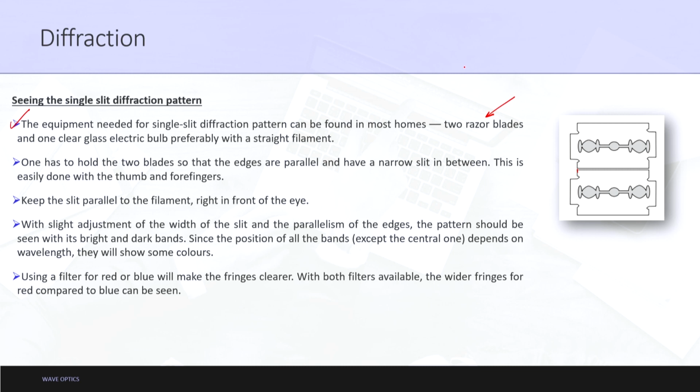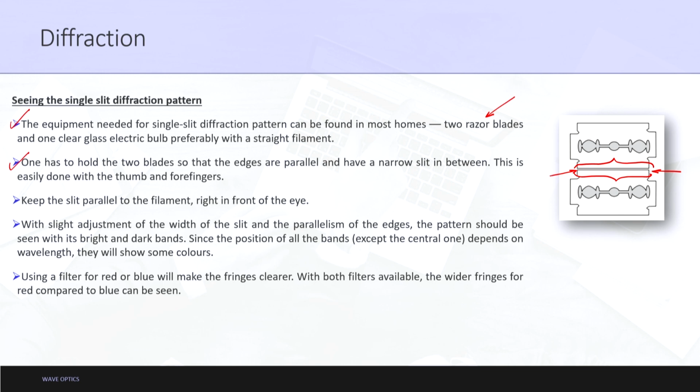One has to hold the two blades so that the edges are parallel. As you can see, the edges are parallel here, and they have a narrow slit in between. So this is the narrow slit being talked about here. This is easily done with a thumb and forefinger. Just using your thumb and forefinger, you can place it like this and find a single slit diffraction pattern.